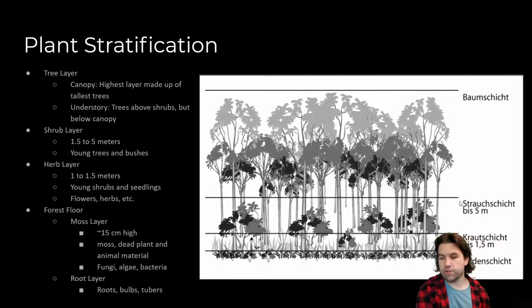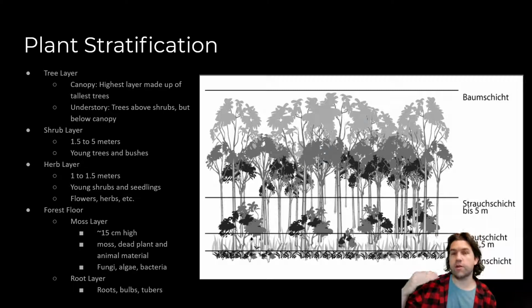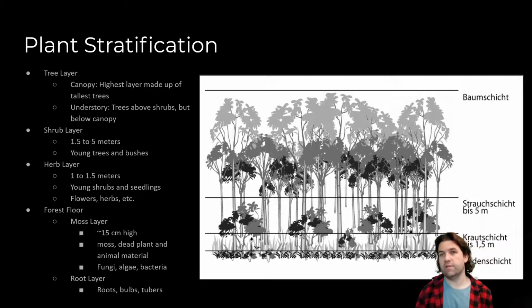Then we get down to what's called the herb layer, however you pronounce it. This is usually much shorter. This is where grass tends to be. And this grass can be really tall. We think about grass as lawns, but grass can be taller than human height. If you look at grasslands, they tend to be very tall.